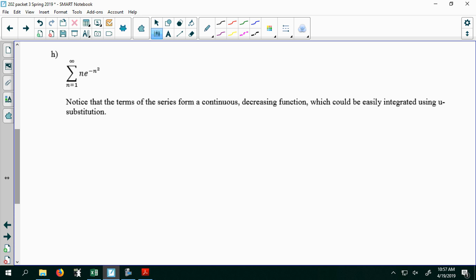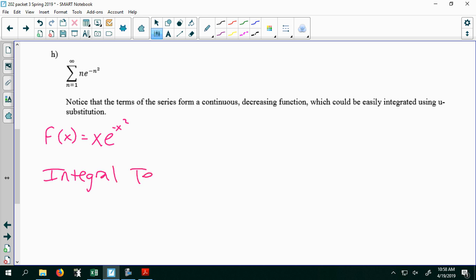Okay, n e to the negative n squared. So this is really hard to do a comparison. So what I would do here is notice that the terms form a continuous decreasing function that can easily be integrated using U substitution. So if you look at f of x equals x e to the negative x squared, that is decreasing and positive and integrable. So we would use the integral test.